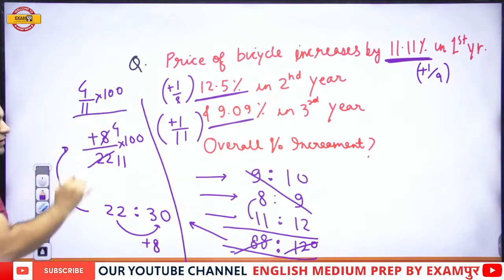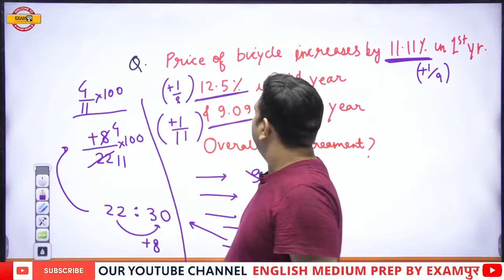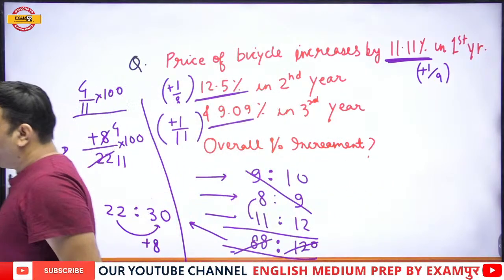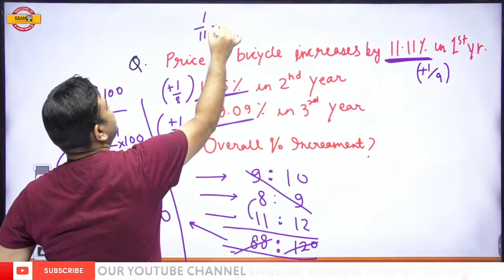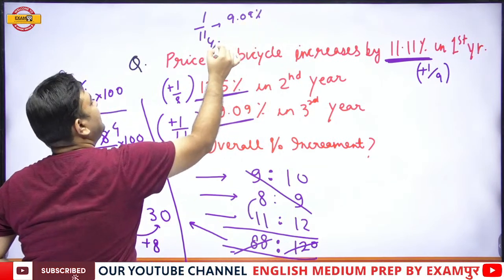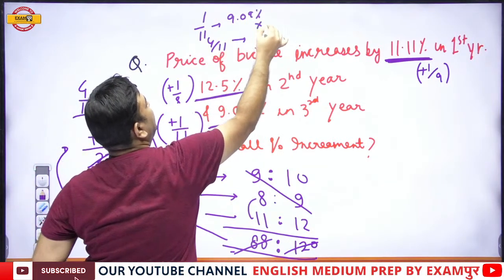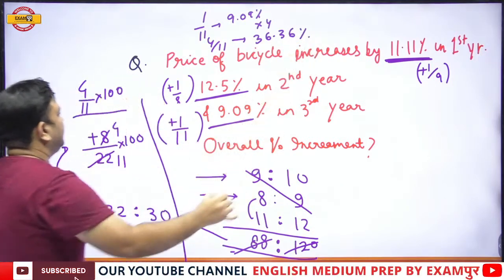Okay. If you have learned the fractions, then that would not be that much difficult for you. Because you know that 1 by 11 is 9.09%. So 4 by 11 is going to be multiplied by 4, 36.36%. That is your answer.